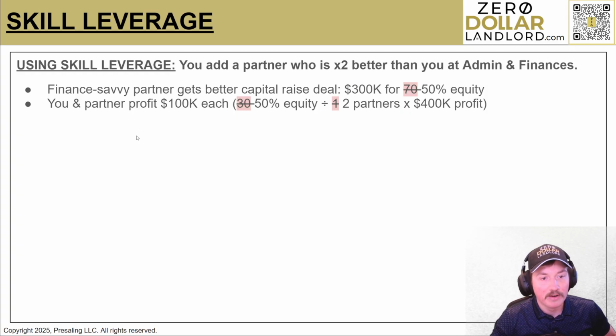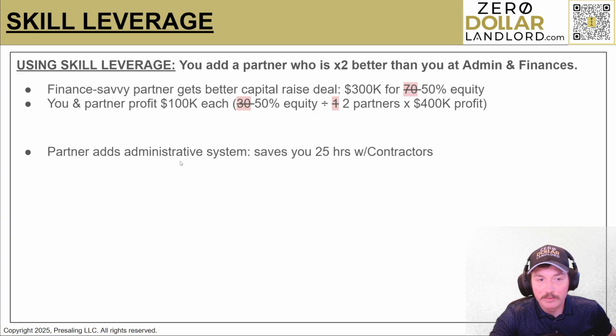So that's 100K profit for each of you. Before, it was 30% equity to the two of you as the sweat equity guys. Now it's 50%, so that's an improvement. And instead of one partner, now there's 2. Out of that, that's a 100K profit each, where before it was 120.